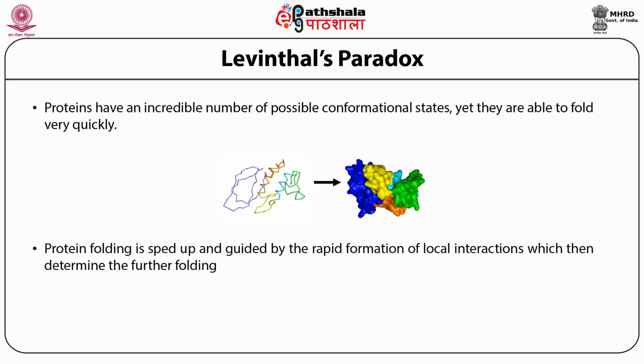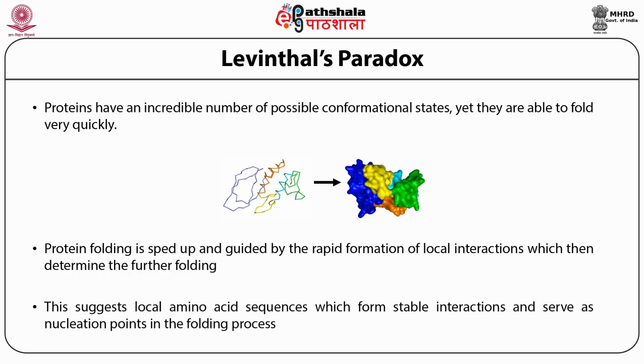The protein folding process is speeded and guided by the rapid formation of local interactions which determine further folding. Also, this suggests local amino acid sequences which form stable interactions serve as nucleation points in the folding process to result in a native state.